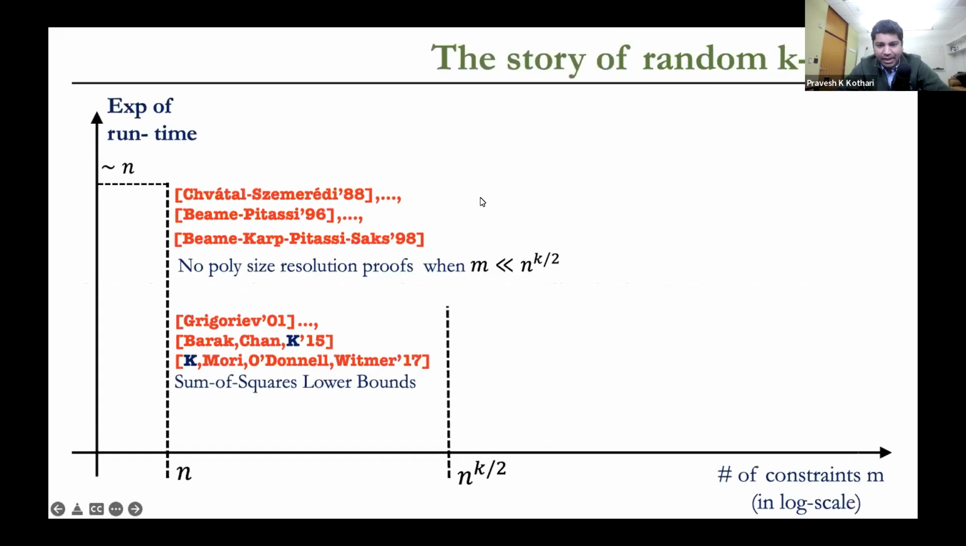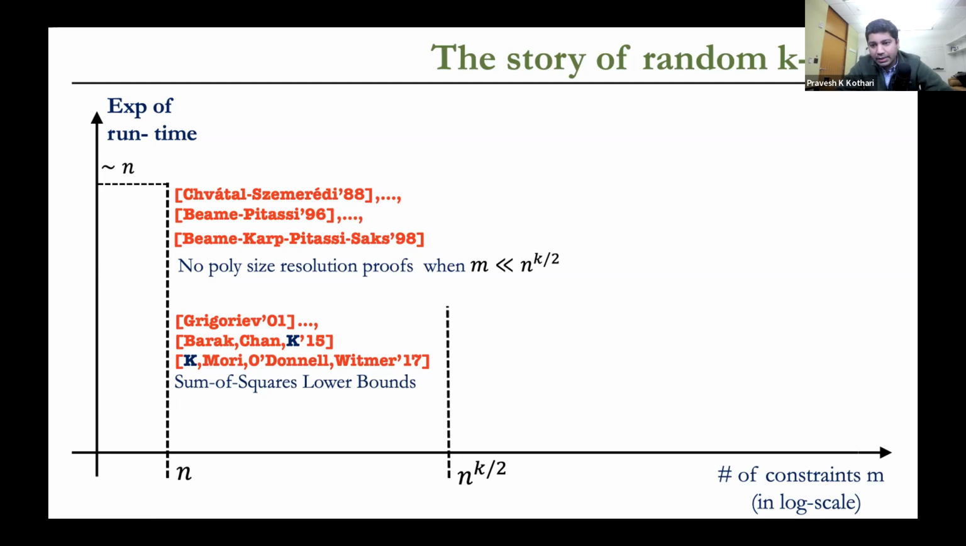So, yeah, let me start with the story of random k-SAT. This is an extremely well-studied problem. If you take an instance with, let's say, some big constant times n clauses, this constant can depend on k, but I'm going to ignore such constants in this talk. Then it turns out that the formula is unsatisfiable with high probability. So the task of refutation at least makes sense.